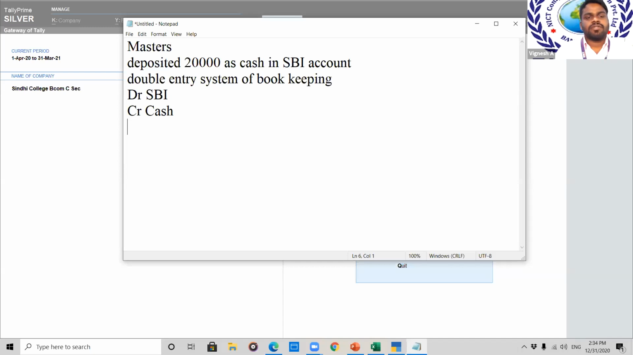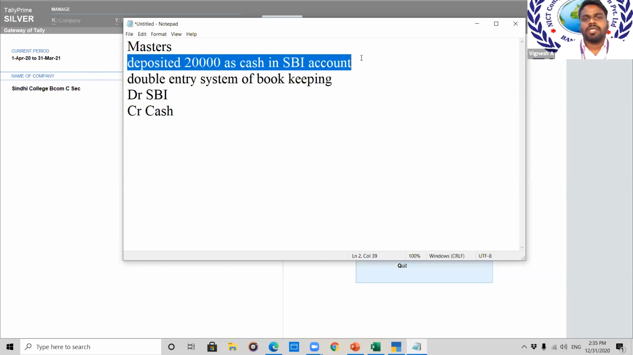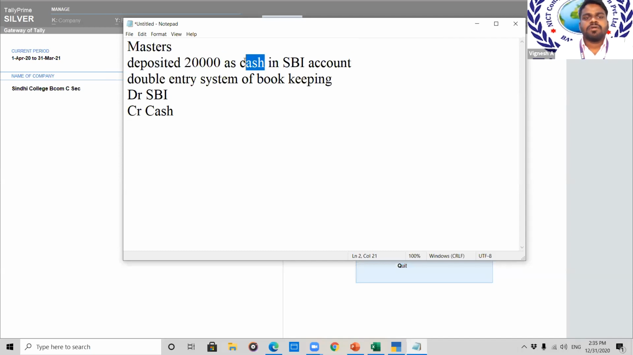So here, as I follow the double entry system, I need to know both accounts which are affecting my books. When I see my transaction, that is depositing 20,000 in my bank account as cash, I find this cash account and my bank account are affecting my books. So I need to debit one account and credit one account. I want to see which account is going into and which account is coming out from.